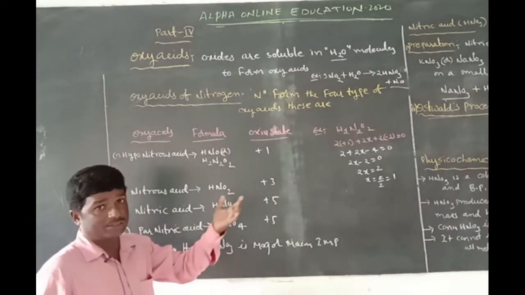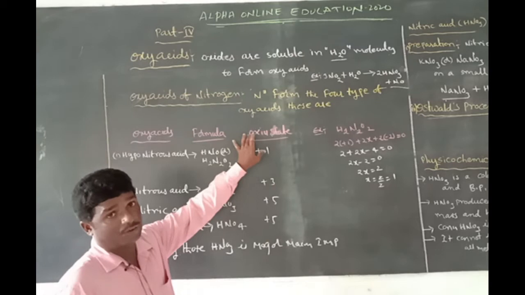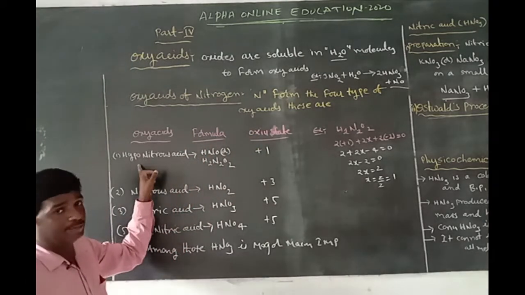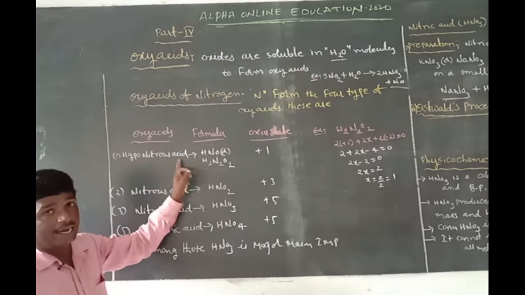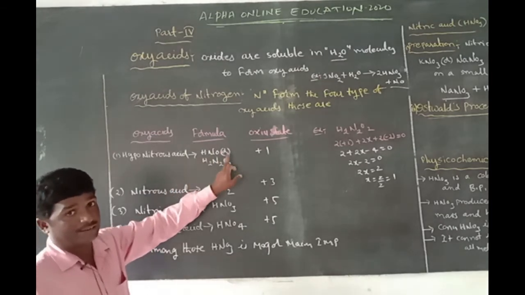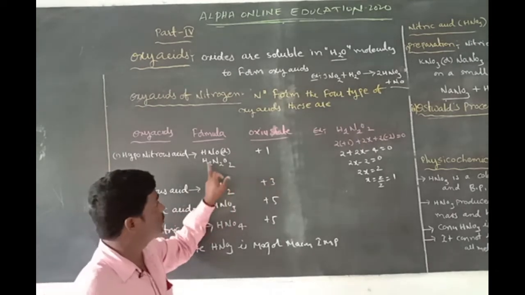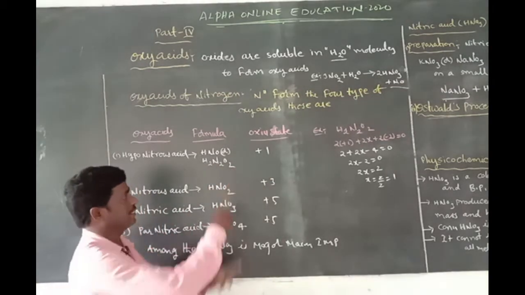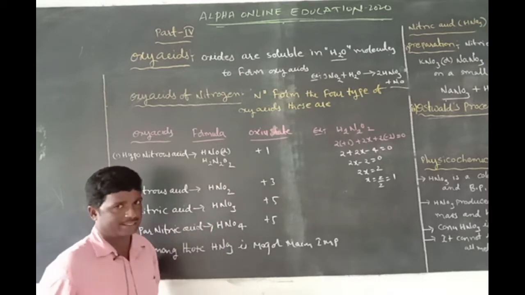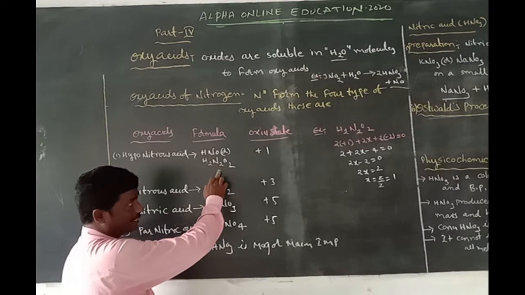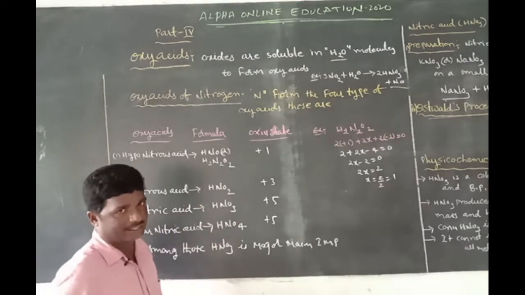Nitrogen forms four types of oxyacids. The first one is hyponitrous acid, with the general formula HNO, or H2N2O2. In this hyponitrous acid, nitrogen has the +1 oxidation state.